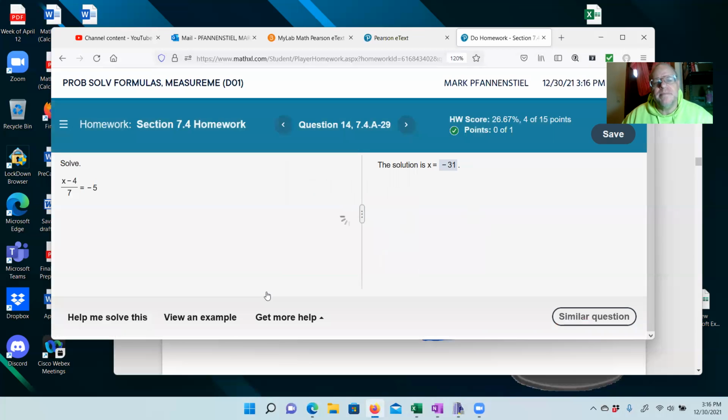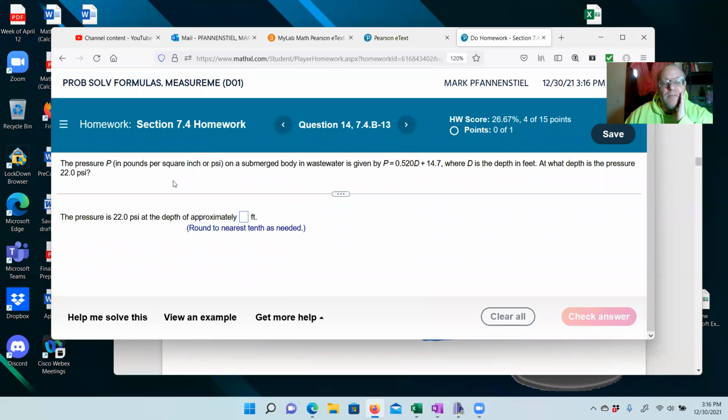Let's look at 14. Oh, now we have a word problem. Everybody's favorite. Okay, take statistics, they're all word problems. Okay. The pressure P in pounds per square inch, or PSI, on a submerged body in wastewater, oh, that sounds delightful, is given by P is equal to 0.520, right? 3 significant figures.